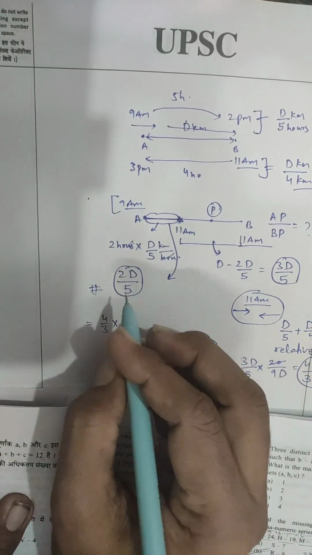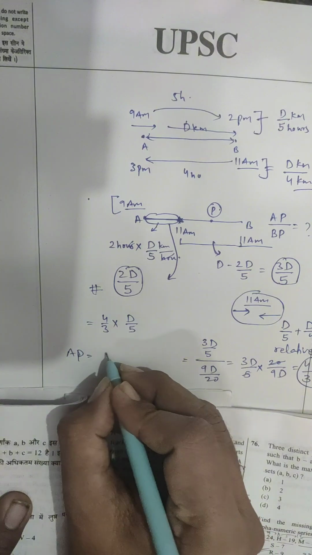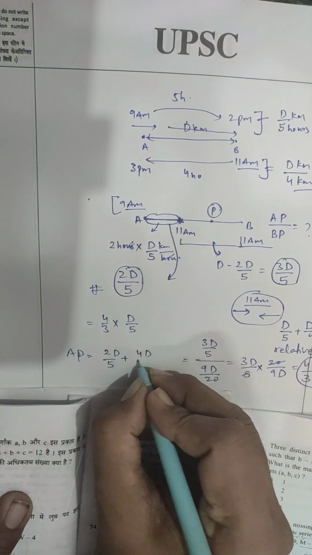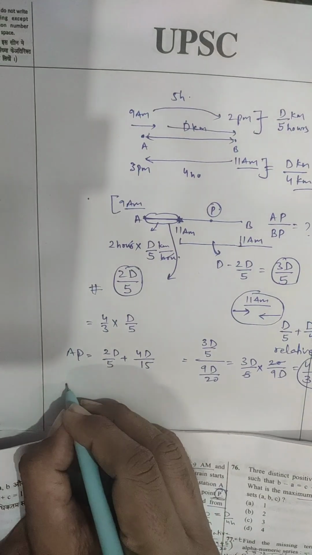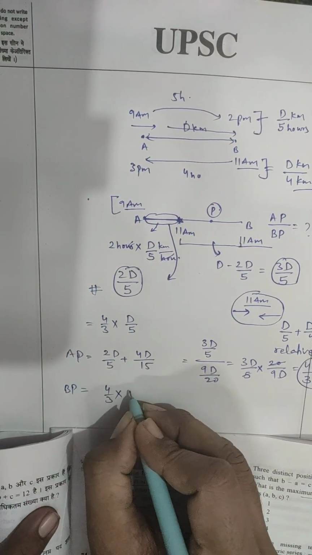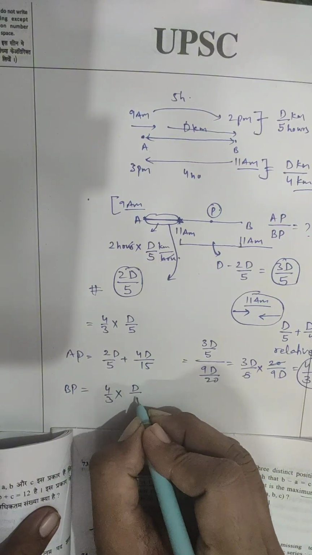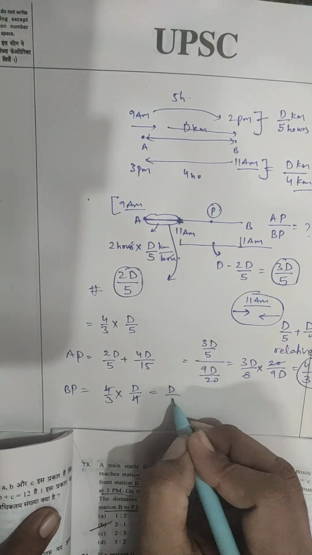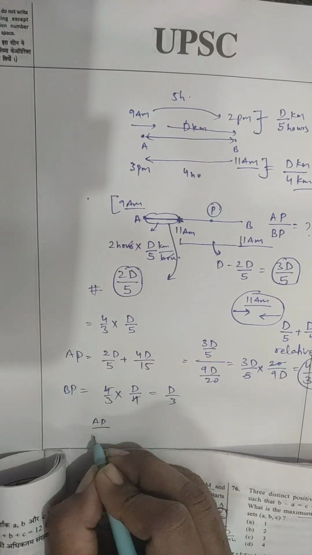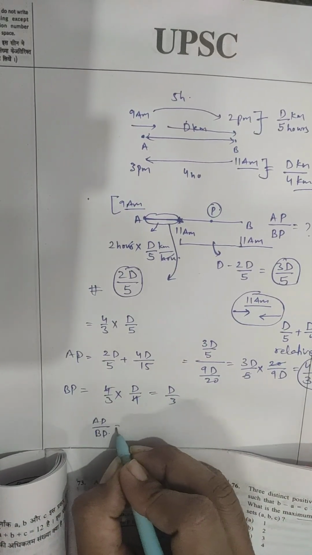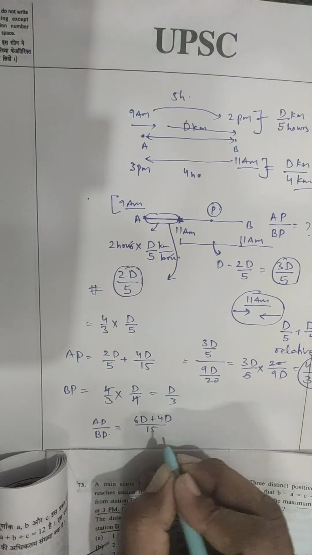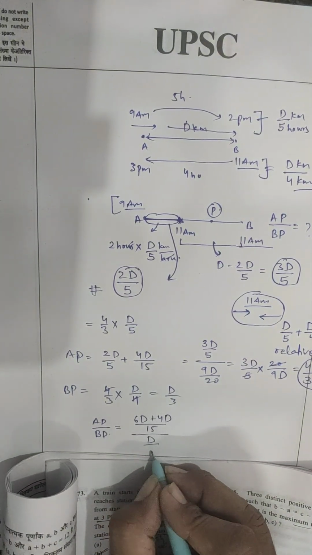The total AP distance would be 2d by 5 plus 4d by 15, and similarly BP will be 4 by 3 into d by 4. This will be d by 3. So we can calculate AP by BP, and this will be 6d plus 4d by 15 divided by d by 3.